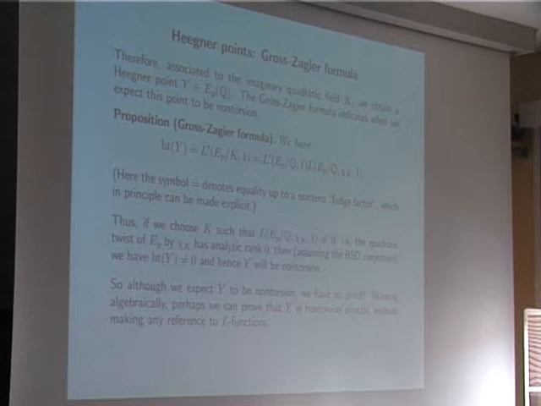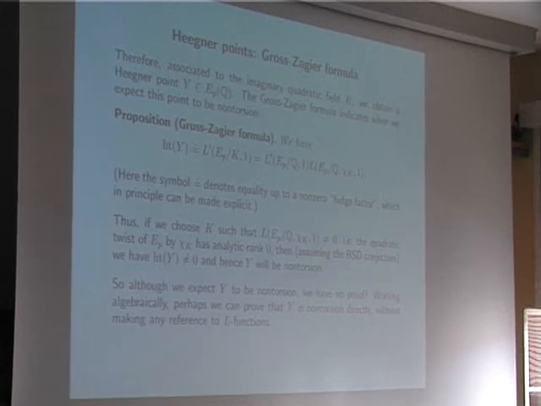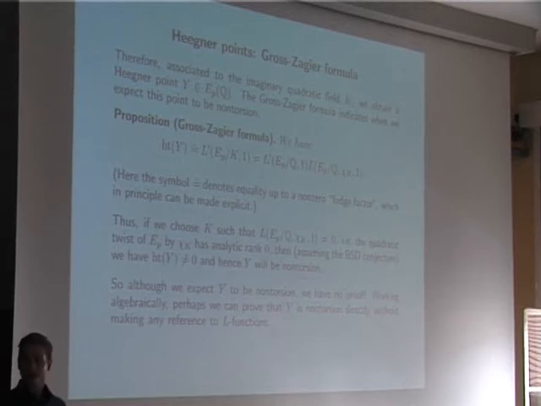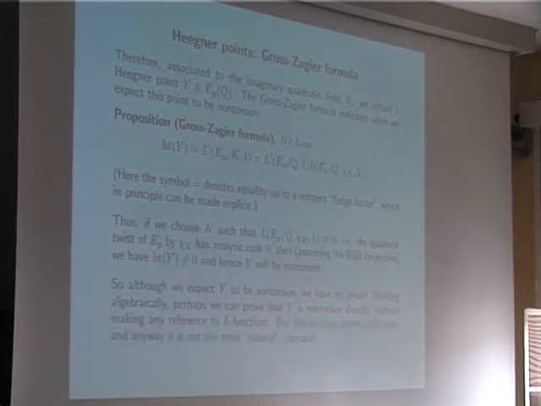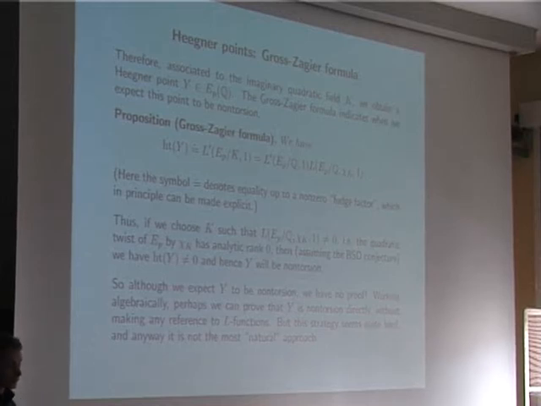So if you work algebraically, forget about L series now. You have an algebraic construction of a point which you expect to be non-torsion on an elliptic curve. Maybe some way you can show that that point is non-torsion without saying anything about L functions. So that's certainly an option that you have. I happen to think this strategy seems really hard, because you have to somehow pick your field K in a way that's natural, and I don't see a way to do that.